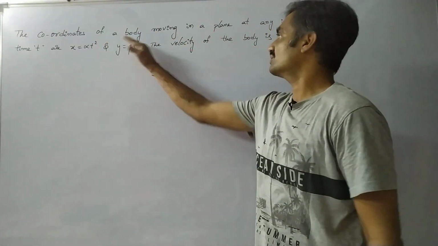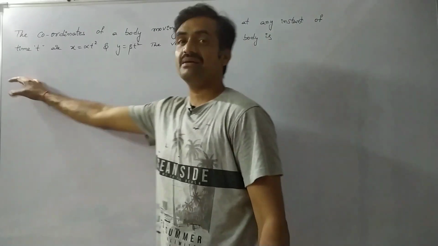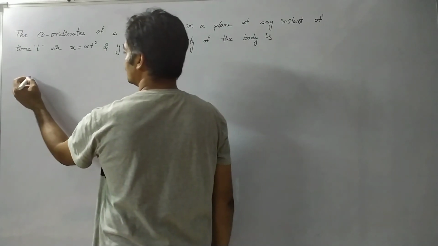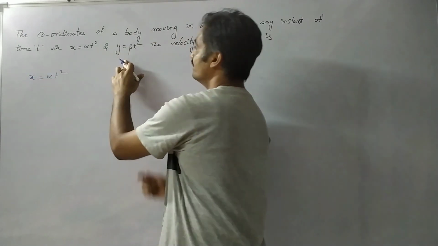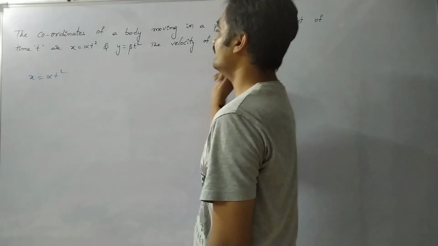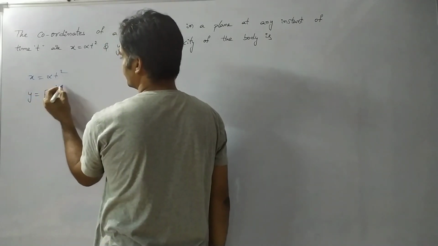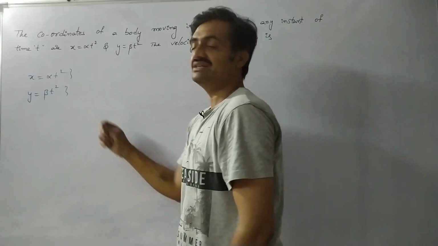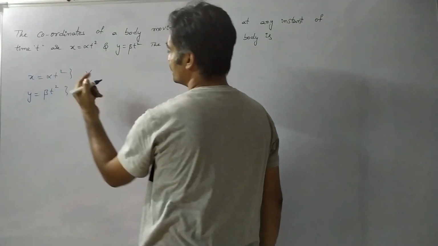The next problem is: the coordinates of a body moving in a plane at an instant of time t are x equals alpha t square. So here the position along the x-axis is given as x equals alpha t square and y equals beta t square. Now we have to represent the velocity of the body. Observe that the position of the body y equals beta t square. Now we have to represent the velocity along the horizontal as well as the vertical. For this I am going to differentiate this equation with respect to time.